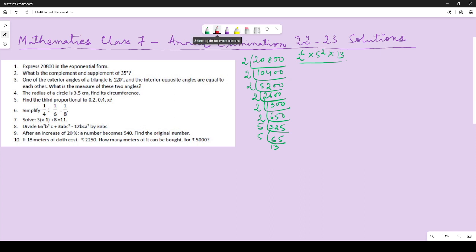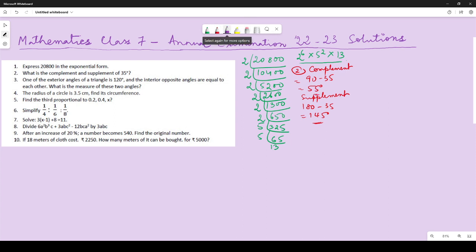Now let us take up the next question. What is the complement and supplement of 35 degrees? So question number 2. 35 degrees, you know that complementary angle, complement is equal to 90 minus 35, which is equal to 55 degrees, and supplement will be 180 minus 35, that is equal to 145 degrees. So this will be your answer.